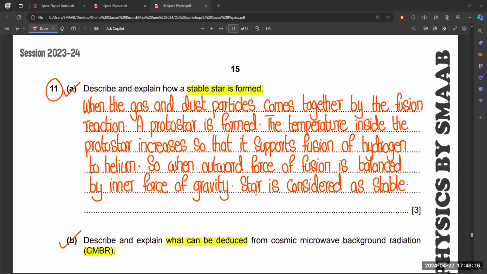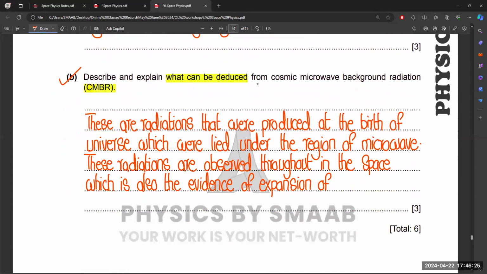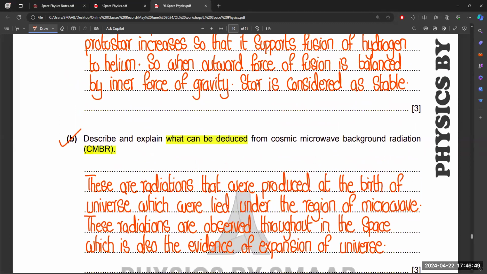The radiation present all around the universe, yes. So, and the second part is very easy. You just mentioned that these are the radiations that produce at the birth or at the early stages of the universe. And these radiations are available throughout in the universe. So that is also the evidence of expansion of universe. And one more thing, that it lies under the region of microwave. So that's why it is also cosmic microwave background radiation.